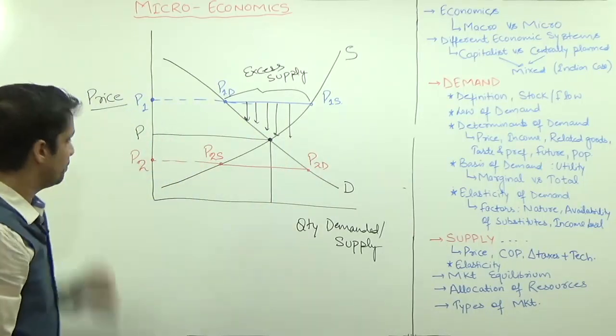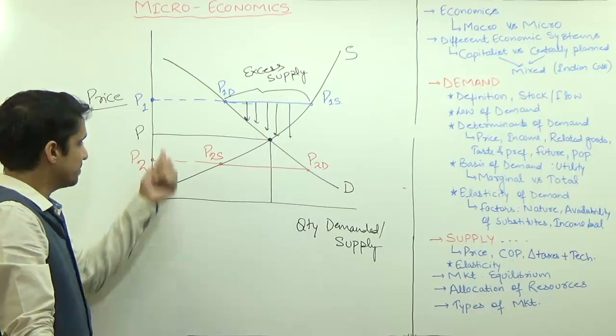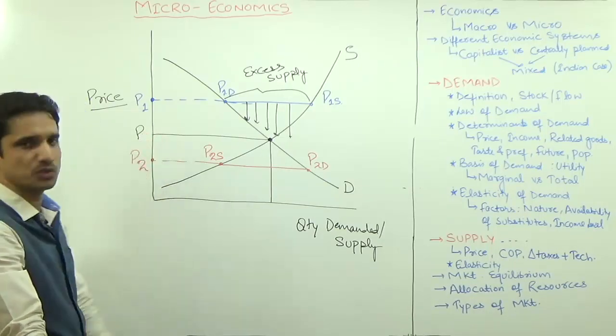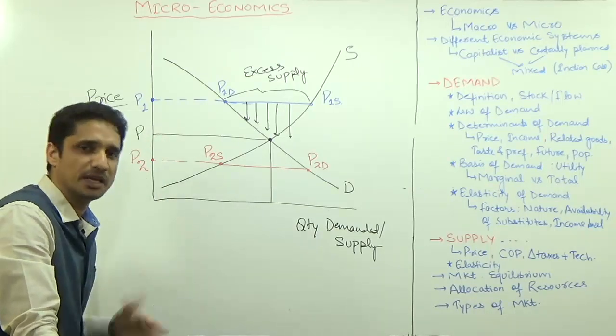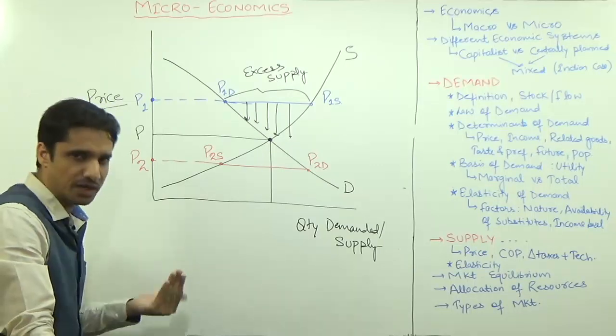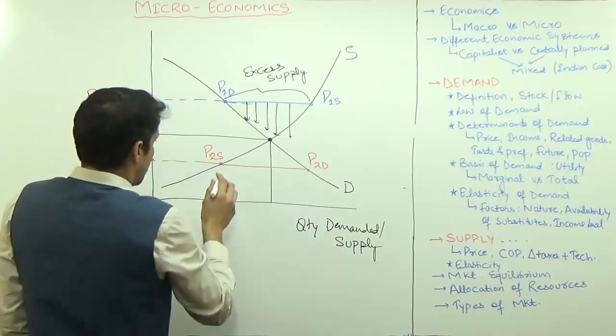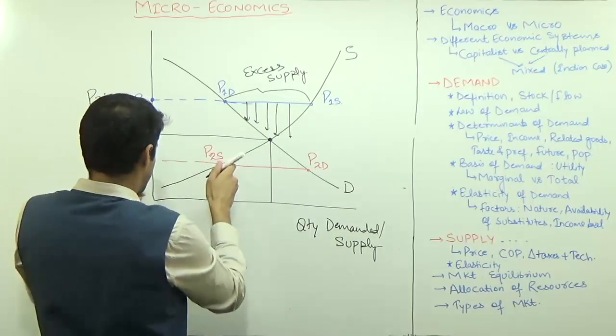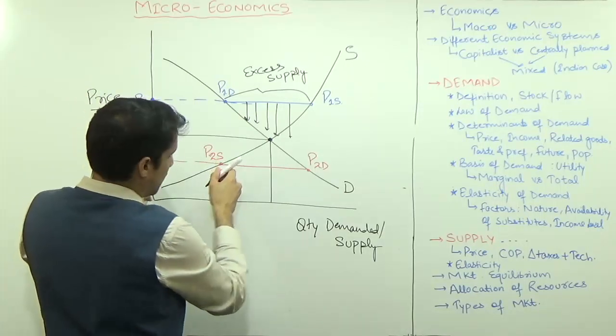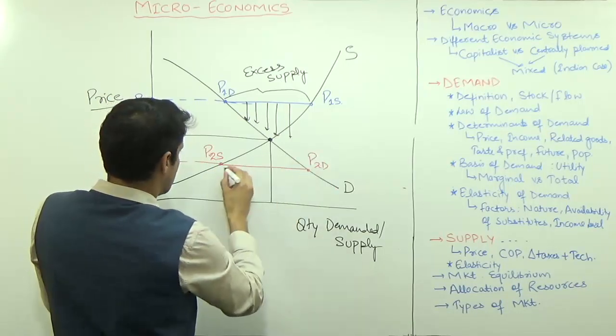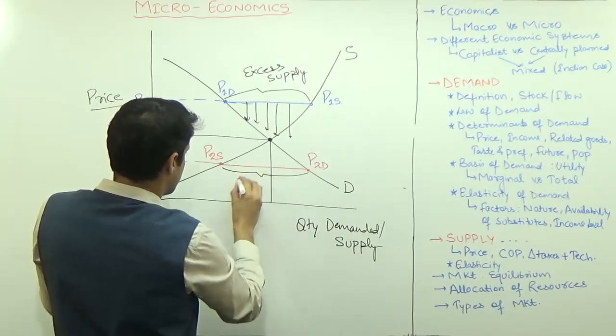Now take the example of P2. Suppose somebody artificially decreased the price to P2. Somebody can be anybody. It can be a big company, it can be a producer, it can be the consumer, it can be anything. At point P2S, this is what the supply is and this is what the demand is. So this extra is known as excess demand.